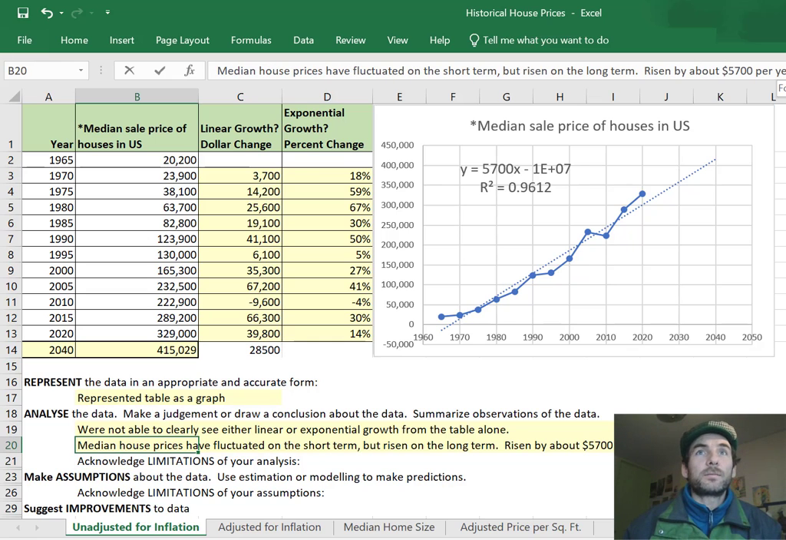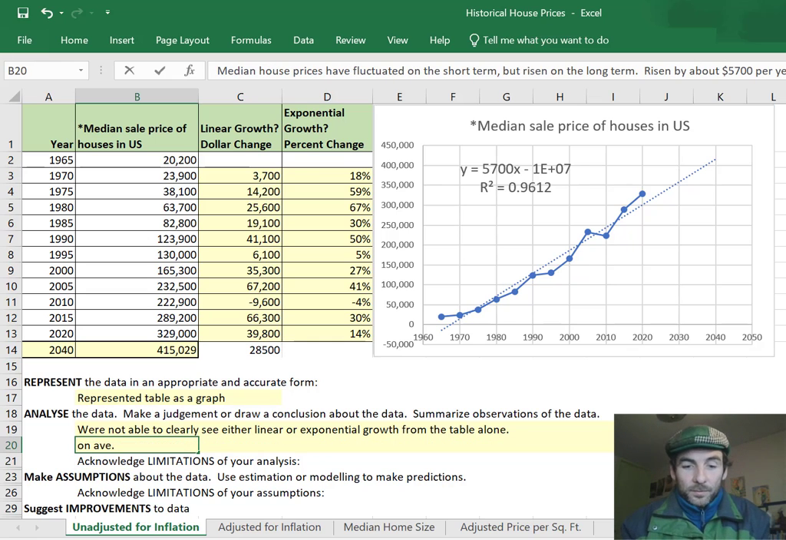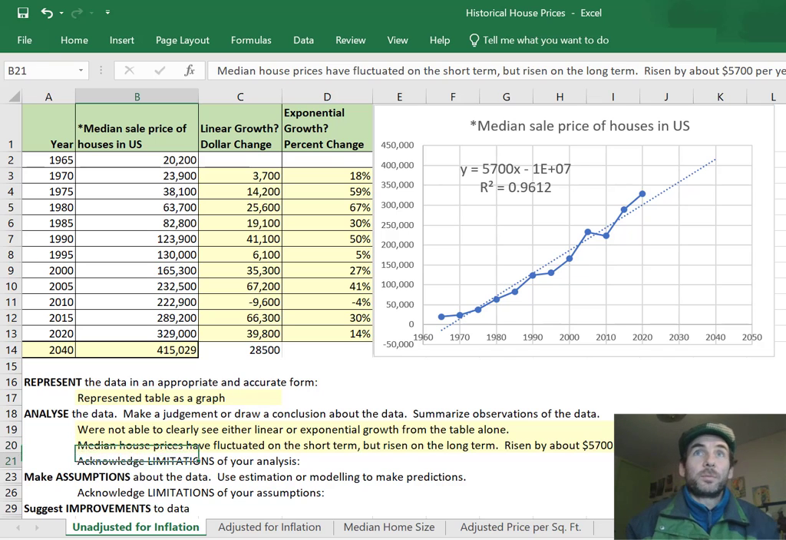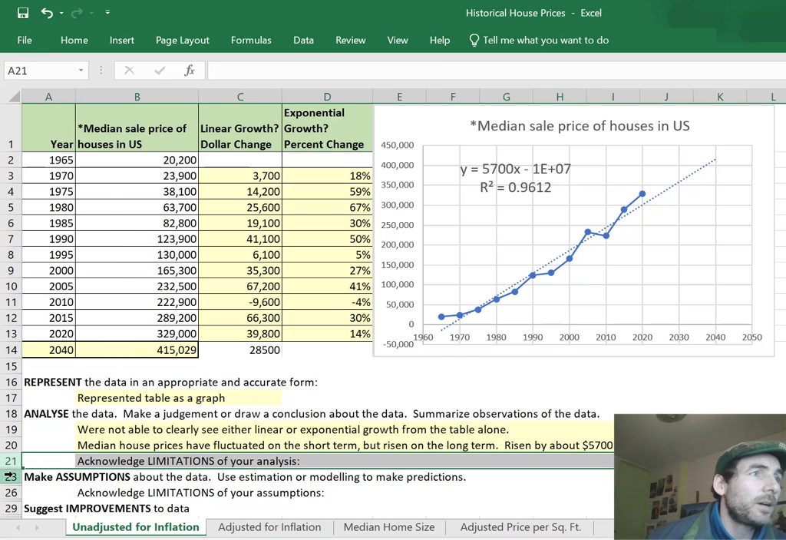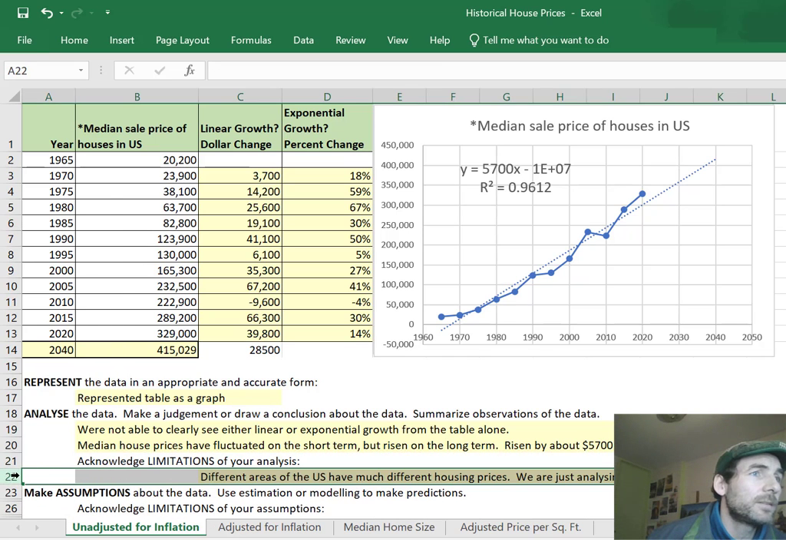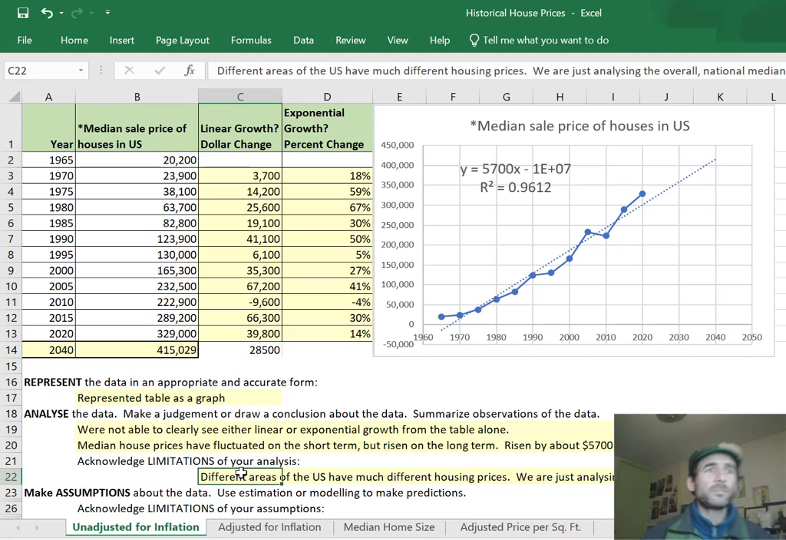But of course, they do go up and down. They just usually go up, right? Okay, so let's acknowledge limitations of the analysis we just did, right? So I'm going to unhide to get this row. And what are some limitations of analyzing this?